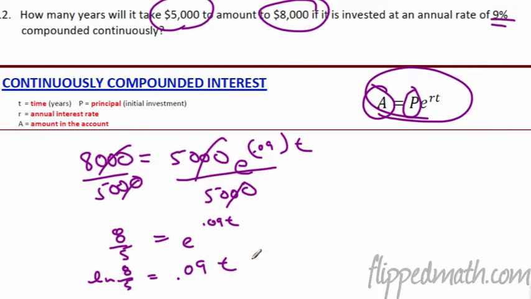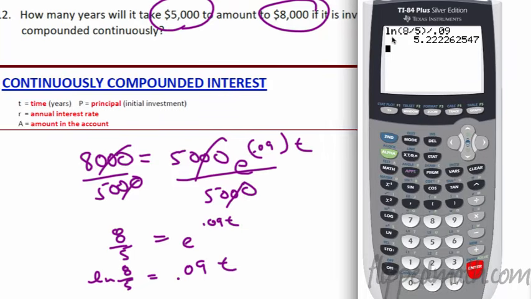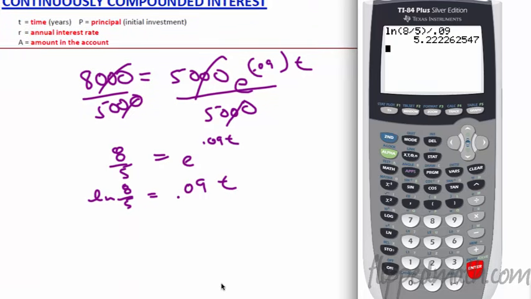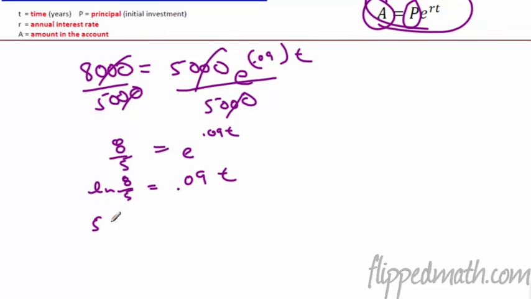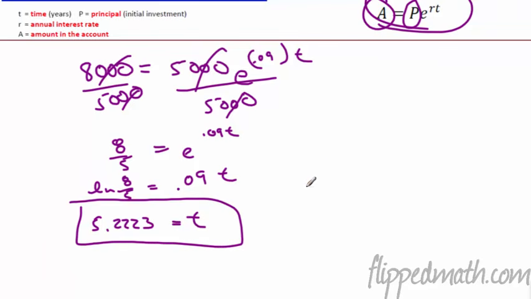Here's where the calculator comes in. If you put in your calculator the natural log of 8/5, remember that's because 8,000 over 5,000 reduces to 8/5, divided by 0.09, that should give us 5.2223. So time is going to equal 5.2223. That's the time in years. Then you have to do a does-this-make-sense check, a common sense check.